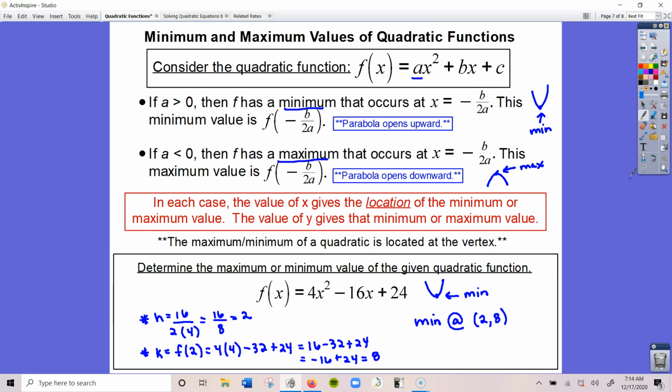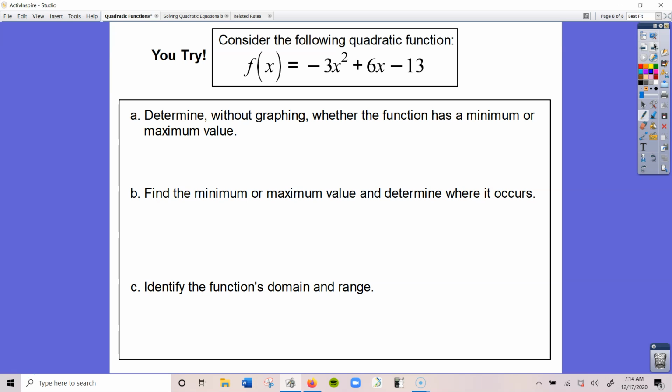Let's try this one more time. Here we have f of x is equal to negative 3x squared plus 6x minus 13. Determine without graphing whether the function has a minimum or maximum value. Now, since a is negative, that means that my parabola is going to open downwards. And notice that I always kind of draw it out. I'm not graphing it, but I'm drawing it just to give me a visual because it helps me identify this is a maximum. So we are going to have a maximum here.